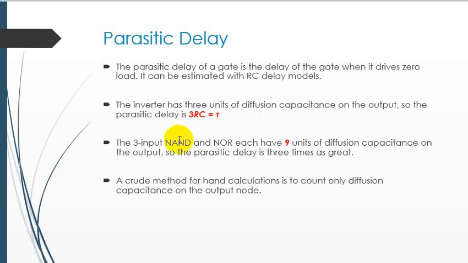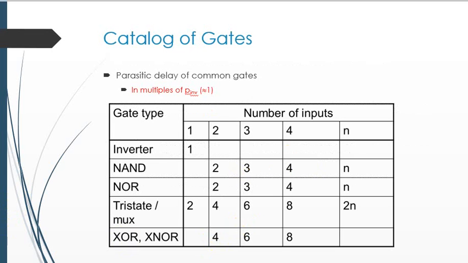And what happens to the 3 input NAND gate or the NOR gate? We have 9 units of diffusion capacitance on the output, so the parasitic delay is 3 times as great. A crude method for hand calculation is to count only the diffusion capacitance on the output node, so we get the value of the parasitic delay. So here is the catalog of the common gates, in which we say it's a multiple of inputs.